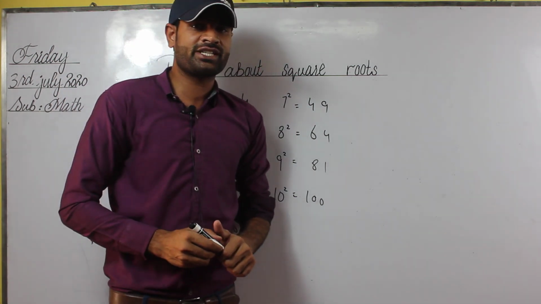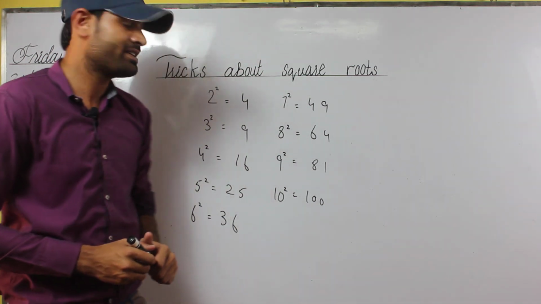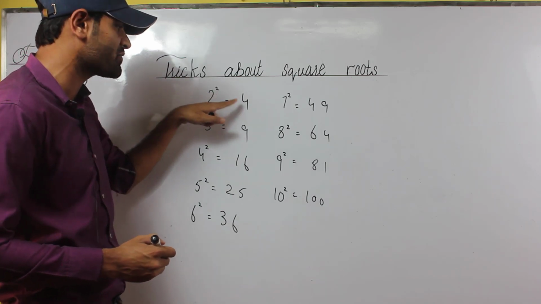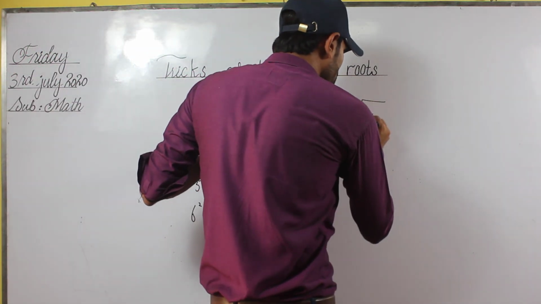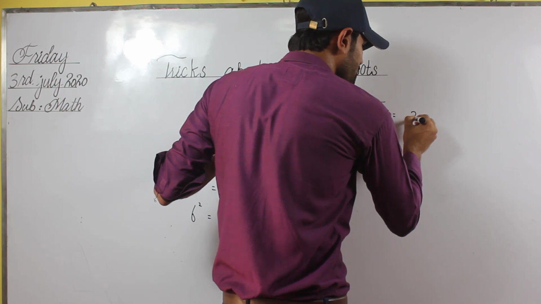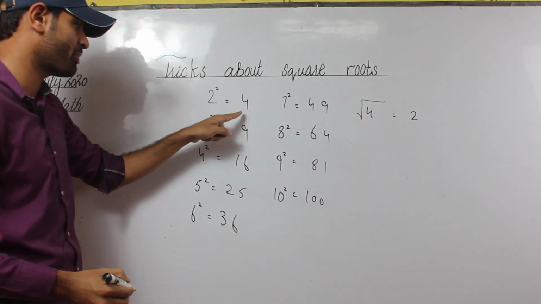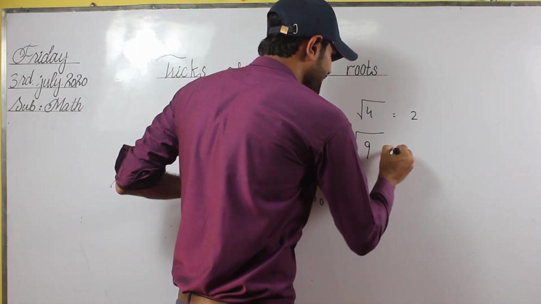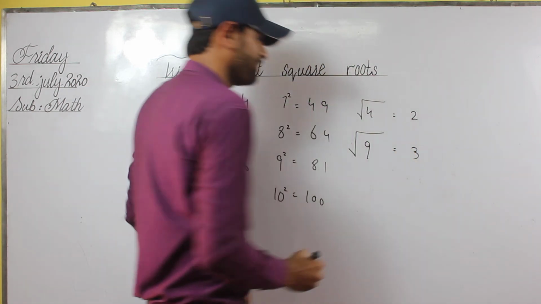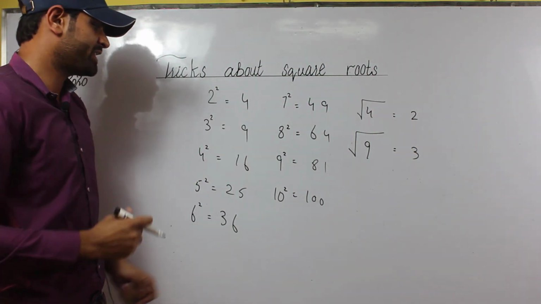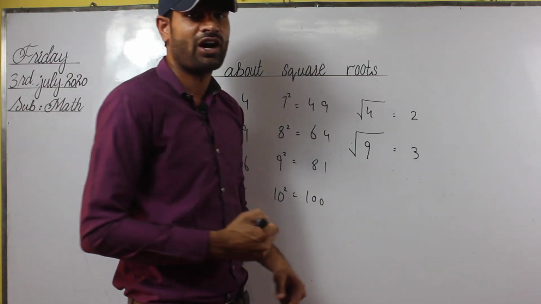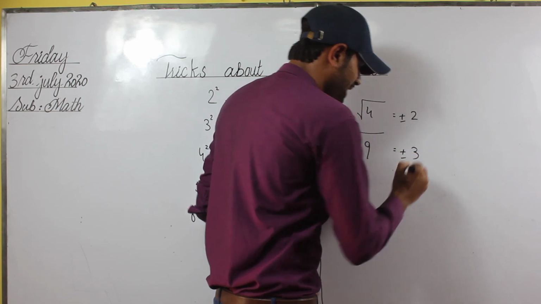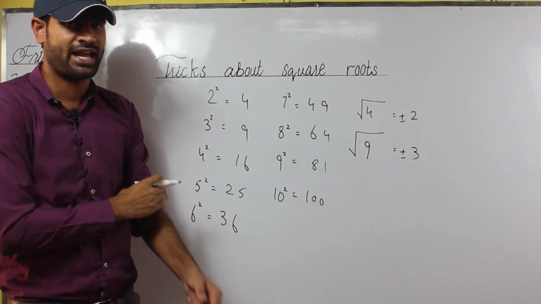So square root is the inverse of square. Just like the square of 2 is 4, then the square root of 4 is equal to 2. That is inversely proportional. The square root of 9 is equal to 3. One thing more: when we find the square root of any number, we use plus and minus. Why do we use plus and minus?